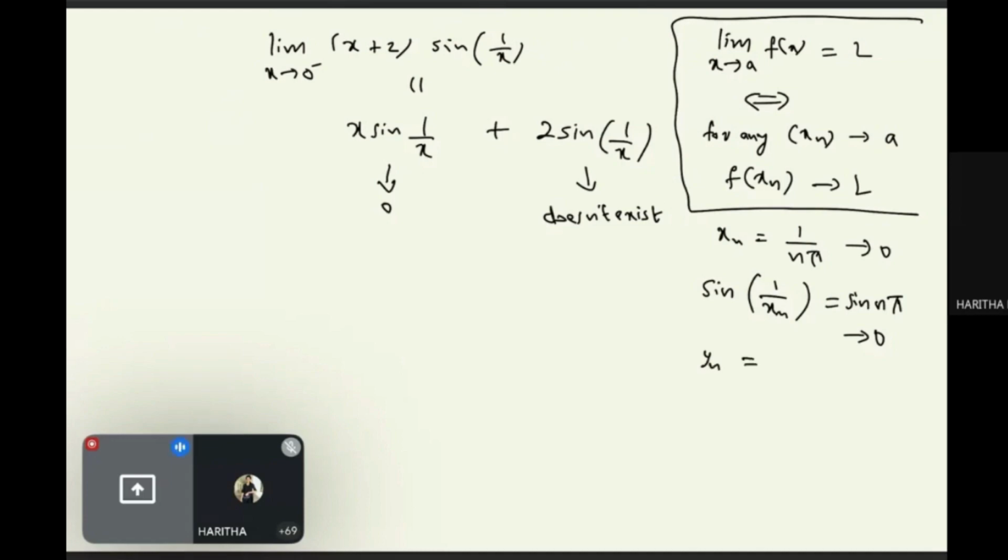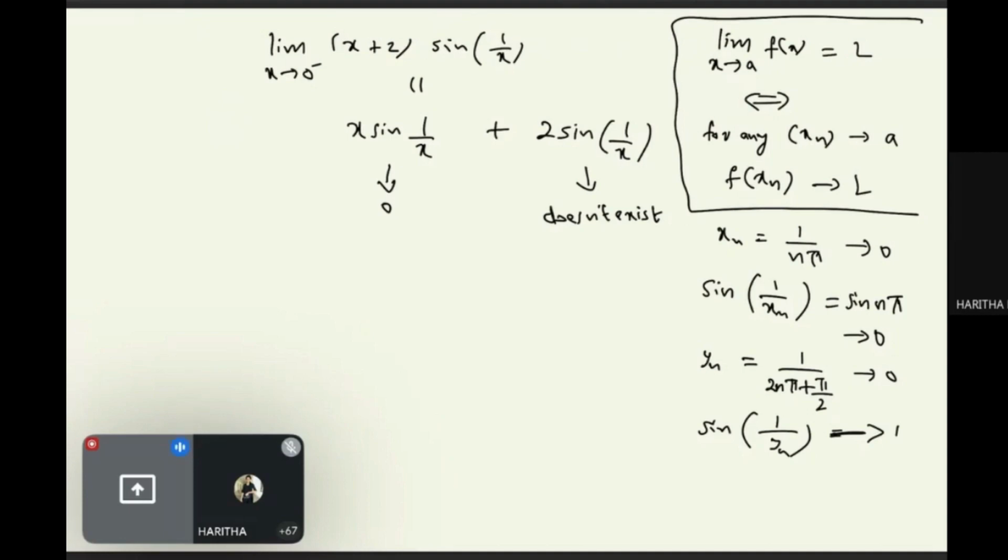So some other sequence you can take, say, something like 1 by 2n pi plus pi by 2. This also tends to 0, but when you apply it in sin(1/x), you get sin(2n pi plus pi by 2), which is 1. So it tends to 1. So you get two different values. That means it will not satisfy this criterion. So that is one way to argue.